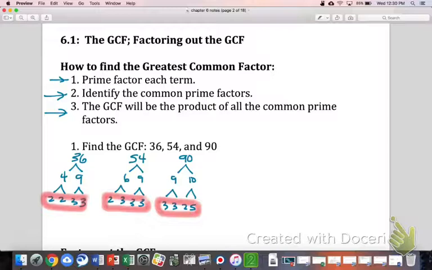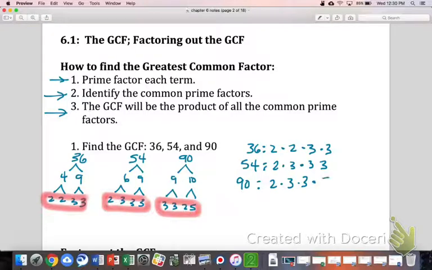I'm going to come over here to the side, and I'm going to list out the prime factors horizontally, and I'm going to go in order here. So for 36, it's 2 times 2 times 3 times 3. For 54, it's 2 times 3 times 3 times 3. And for 90, it is 2 times 3 times 3 times 5. Okay, so I'm just going to try to line these up here.